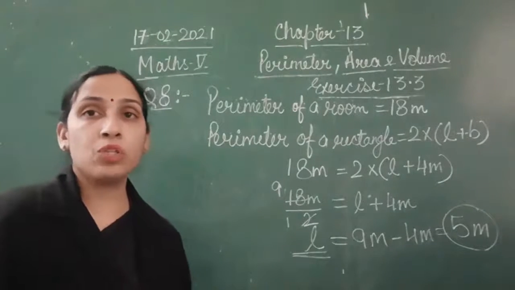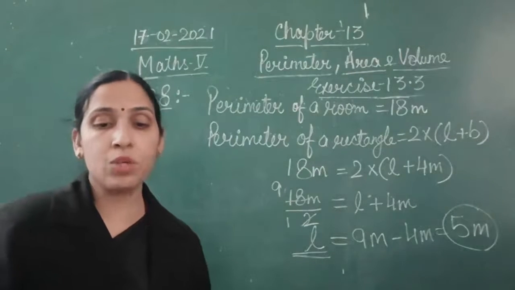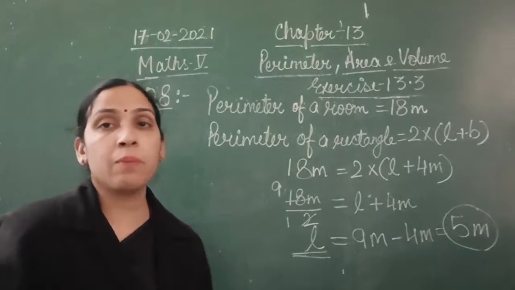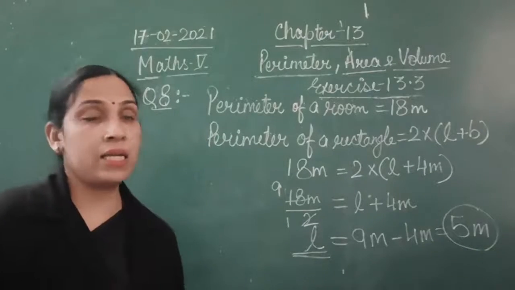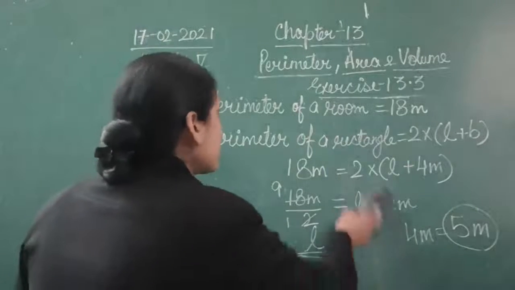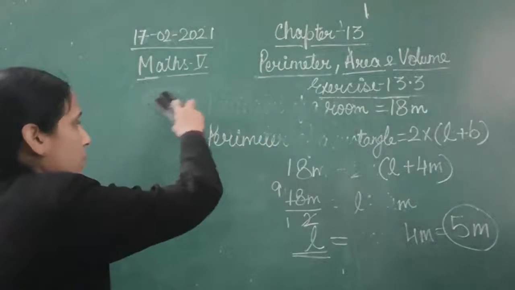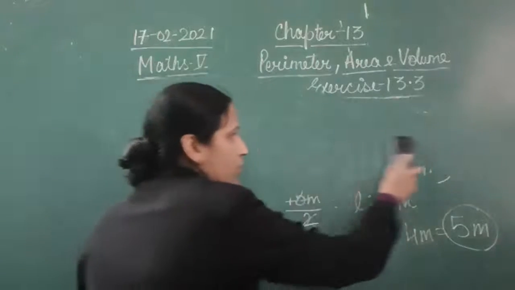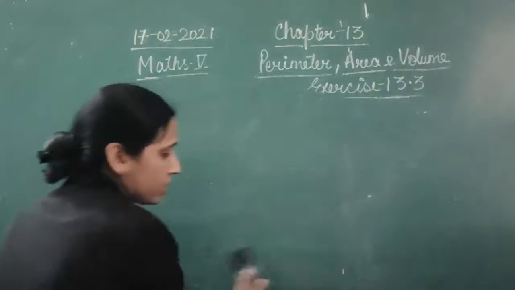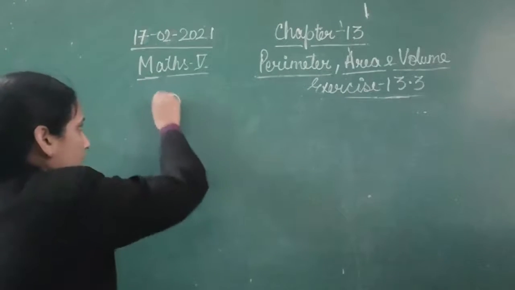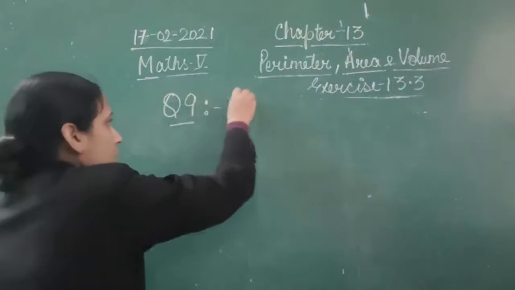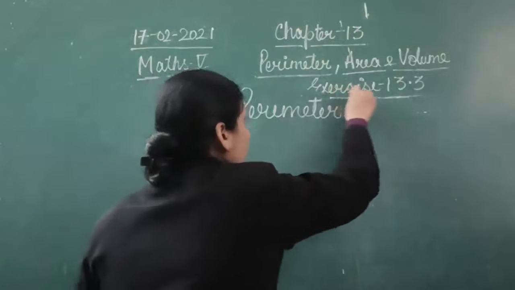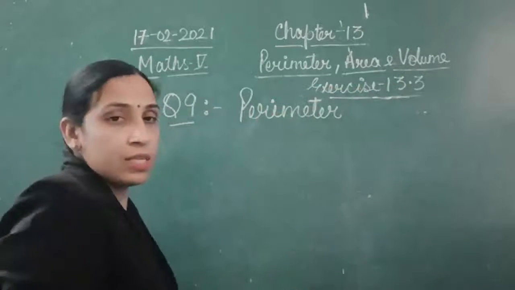Now let's come to question number 9. The perimeter of a square is 40 centimeter. The perimeter of a square is given. Now find its side and area. That is quite simple, because we have done such a question in exercise 13.1. In question number 9, you have been given the perimeter, and you can find it out.